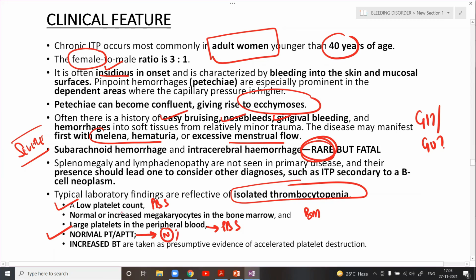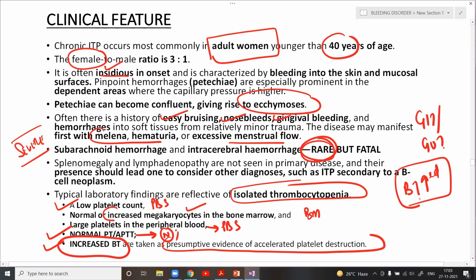What was there in bone marrow? Normal or increased megakaryocytes, and many of them have a non-lobulated nucleus. Yes or no? And also a very important thing, there is an increased bleeding time. So increased bleeding time is taken as presumptive evidence of accelerated platelet destruction. So remember, bleeding time is also increased over here. Is this clear to everyone? All these points, the lab diagnosis, is clear.